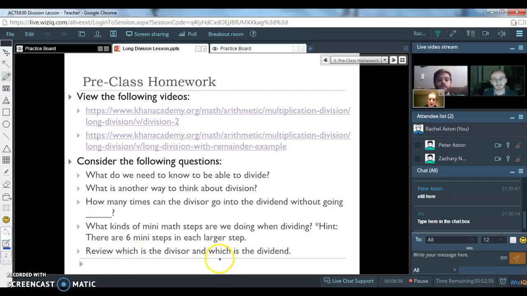So if I have 21 divided by 7, which is the divisor and which is the dividend? Zach, I want you to answer the question arrows that I'm circling in blue. And Peter, you are going to answer the questions that I will circle in red.